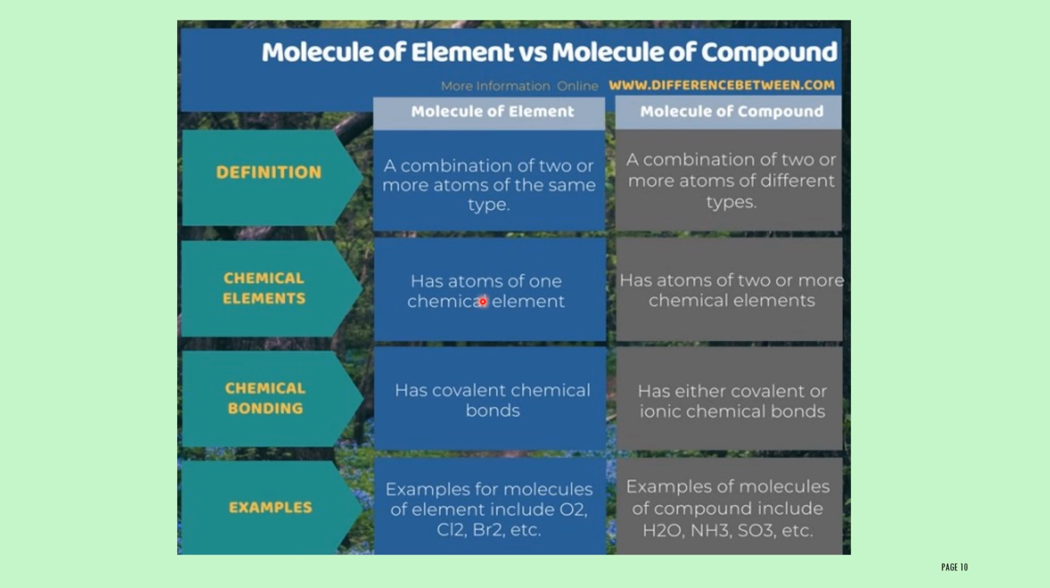Then, a chemical element has atoms of one chemical element, whereas a molecule has atoms of two or more chemical elements. Then chemical bonding: the formation of an element will always involve a covalent chemical bond, but when you are forming a molecule, it will involve either a covalent bond or an ionic bond. Examples of an element, as we already discussed, are oxygen, chlorine, bromine, etc. Examples of a molecule are water, NH3, SO3, etc.